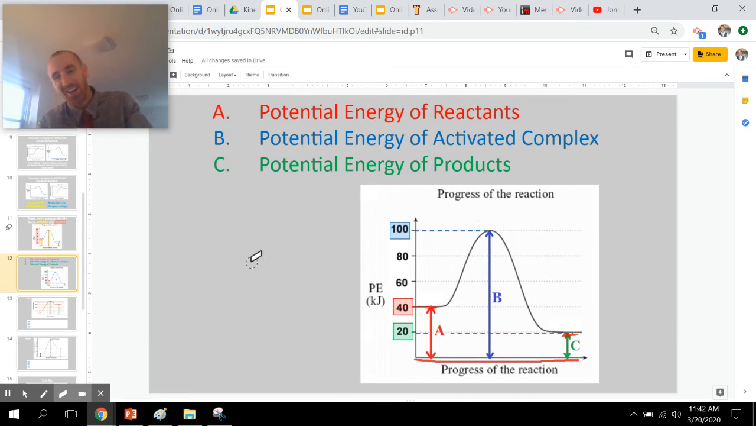I pretty much labeled it for you guys. So the potential energy of the reactants, as you can see, will be 40 kilojoules. So this is 40 kilojoules. KJ is your unit, kilojoules. Sorry, pardon my ugly writing. The potential energy of the activated complex is 100 kilojoules.